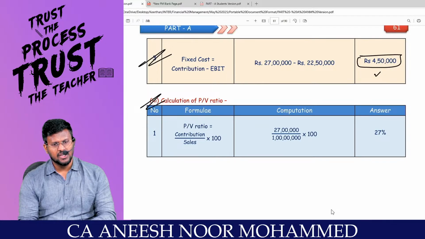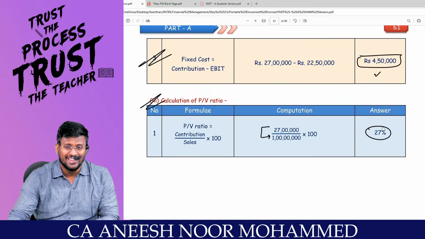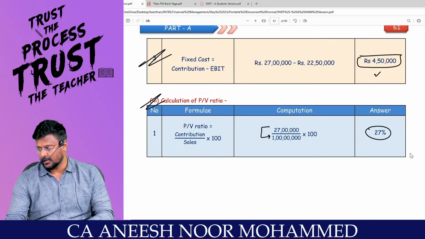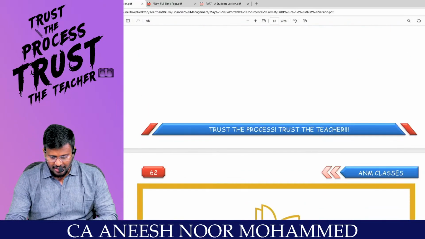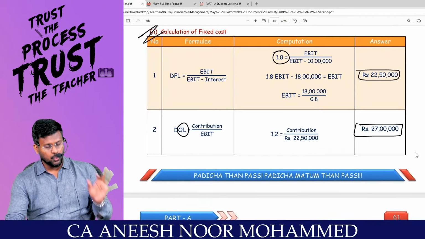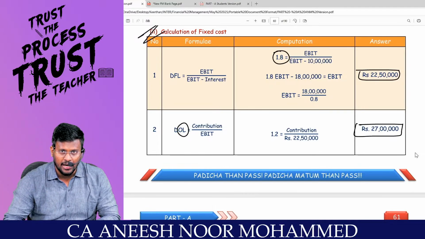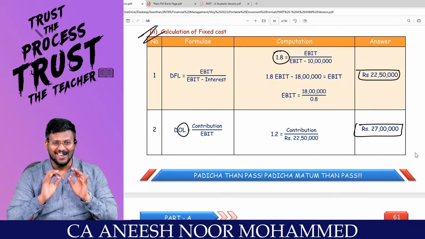PV ratio is equal to contribution divided by sales into 100, which comes to 27 percentage. Are you all really with me? That's it with regard to the 12th question of the leverage analysis. With this, all the 12 questions of the leverage analysis come to an end.